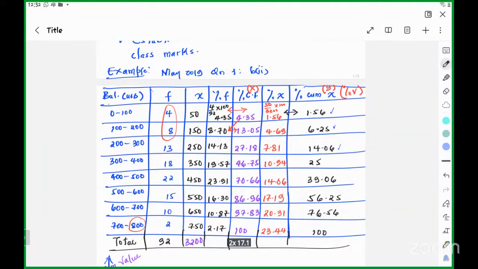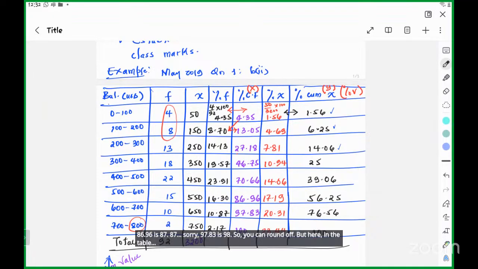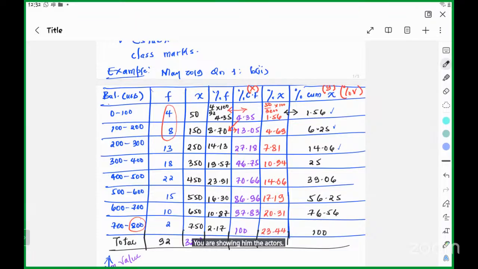17.19 is 17. 20.31, sorry, 20.31 is 20, and 90, the point you are plotting, sorry, I did the other side. 70.66 is 71. 86.96 is 87. 97.83 is 98. So you can round off. But here in the table, you are showing him the actuals, and we'll go by that.